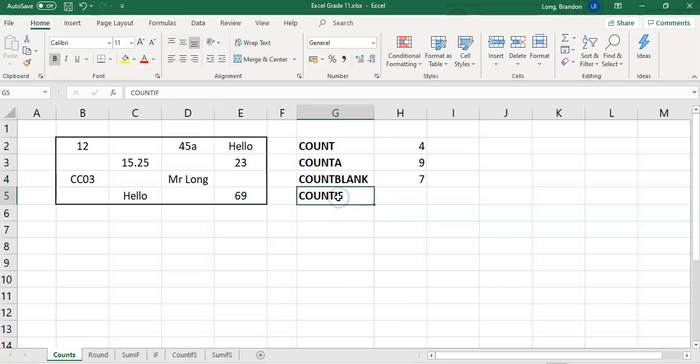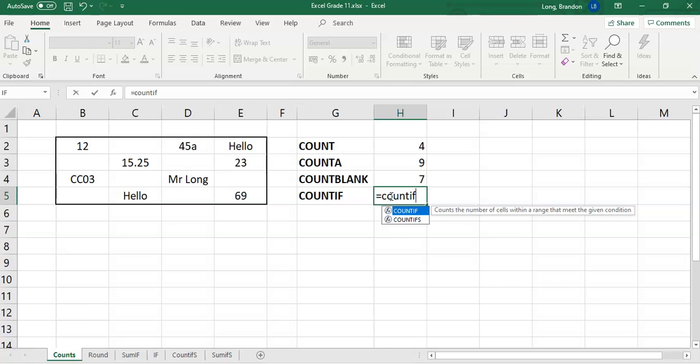Now, the CountIF is slightly different. All of these have just needed a range. We just need to give it the range to count in, okay? So all of these work with just the range. Now, the CountIF is when you want to count something specifically. So CountIF counts the number of cells within a range that meet a given condition.